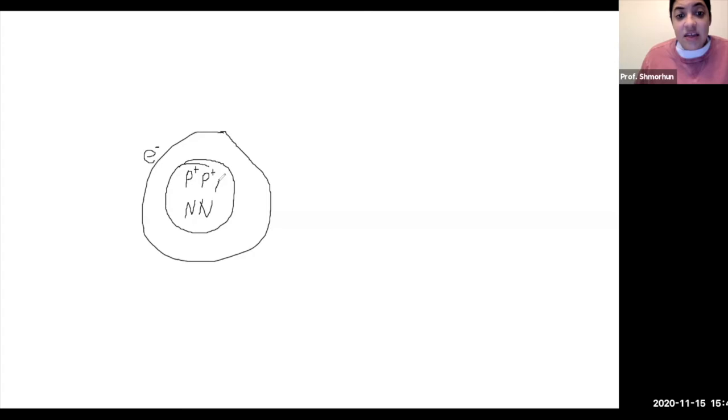Now, let's say that I add a third proton. This atom would not be helium anymore. It would be the element lithium. If we add a fourth proton, it wouldn't be lithium anymore. It would be beryllium. And if we add a fifth proton, it wouldn't be beryllium anymore. It would be boron, and so on and so forth.